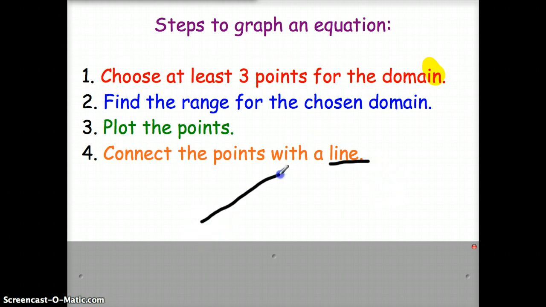These are linear equations, so they will make lines. And remember for a line that you need to show that it does extend in both directions forever and ever and ever. So you will need to put arrows at the end.